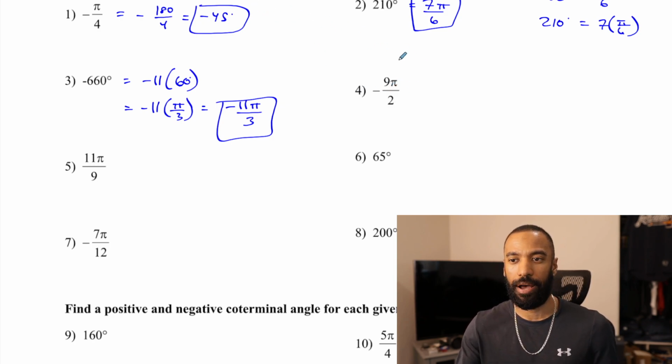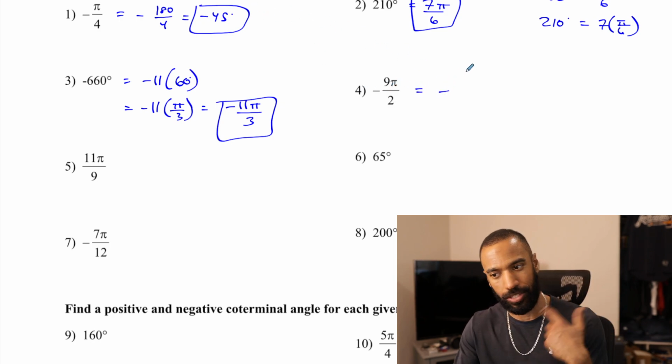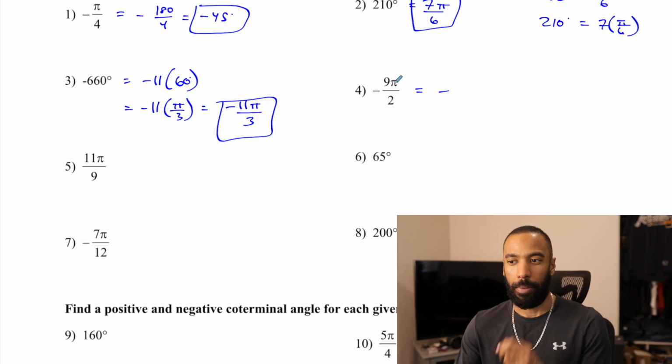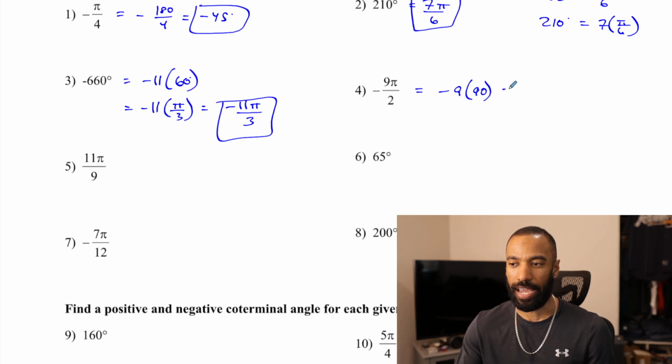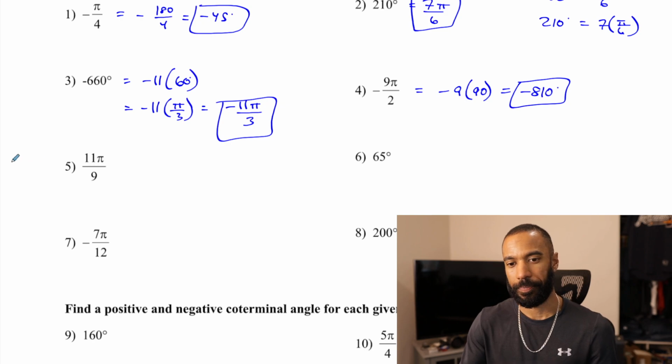Okay, negative 9 pi over 2. We are once again in negative territory. Just get used to the facts. A couple of negatives here. Pi over 2 is 90 degrees. So we're doing negative 9 times 90. That's negative 810 degrees. Boom, straight up.